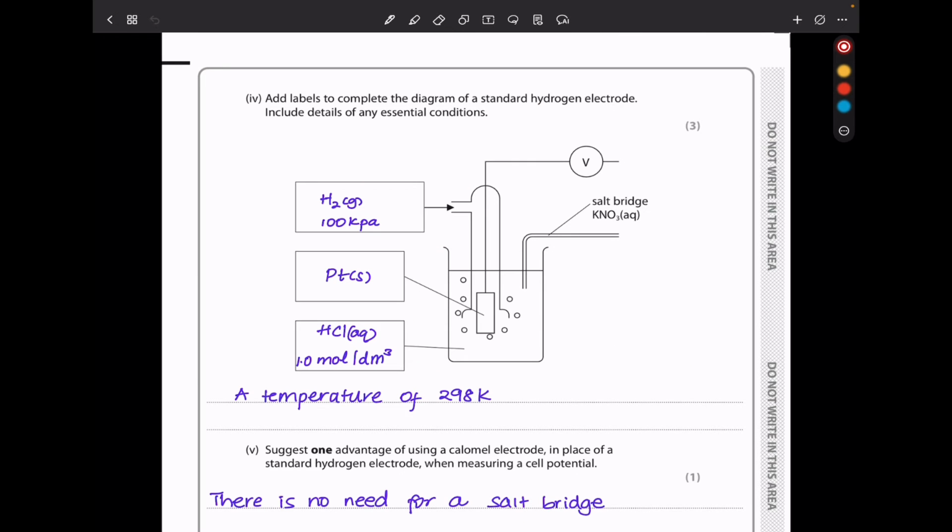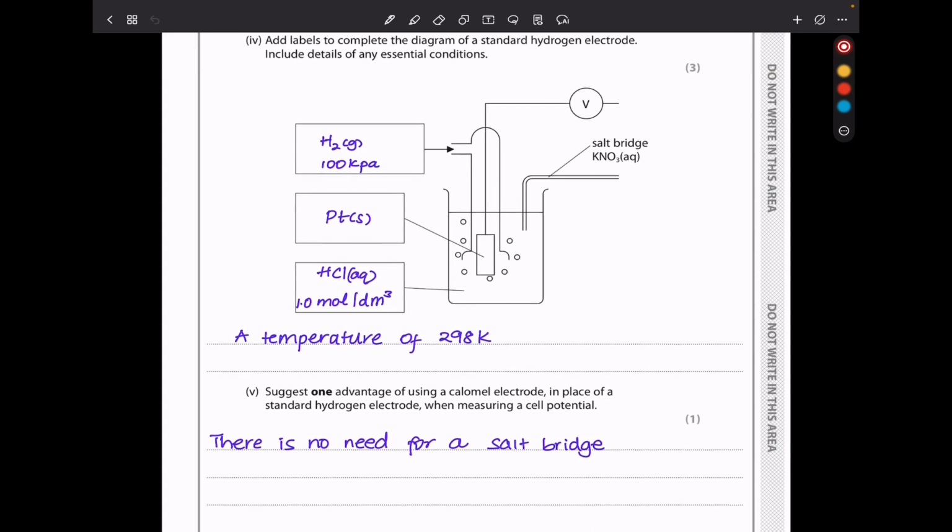And in part 4, add labels to complete the diagram of a standard hydrogen electrode. Include details of any essential conditions. In a standard hydrogen electrode, gas is going to come in here, hydrogen gas. It's going to be at 100 kilopascals. And then this electrode is going to be a platinum electrode. This solution is going to be 1 mole per decimeter cubed concentration, and it's going to be made of acid, for example, hydrochloric acid. The other condition is a temperature of 298 Kelvin.